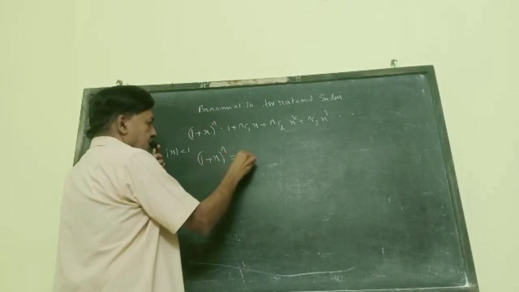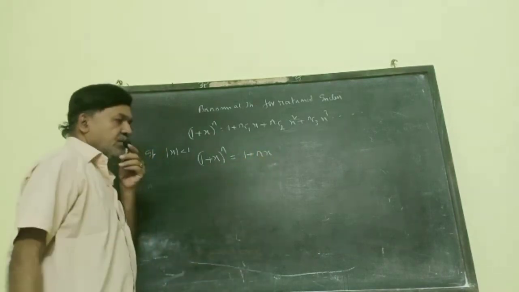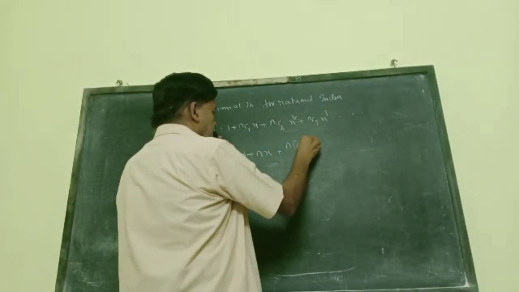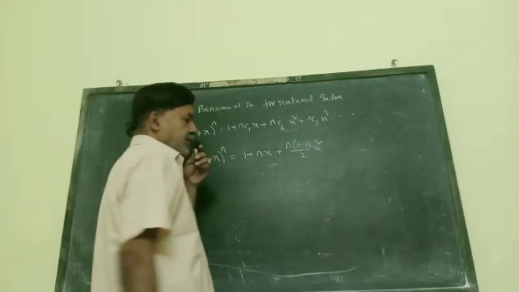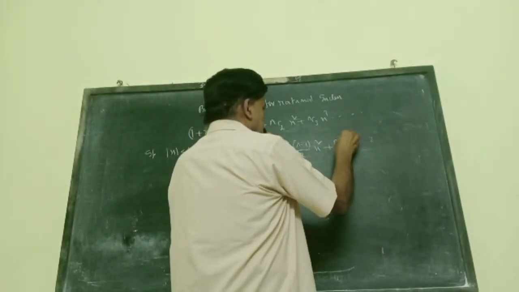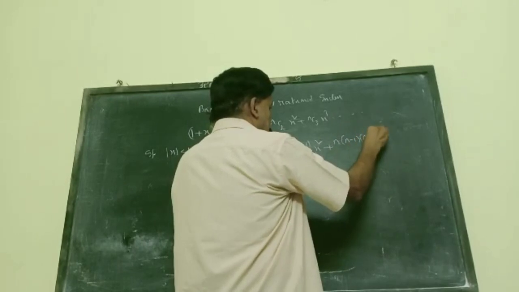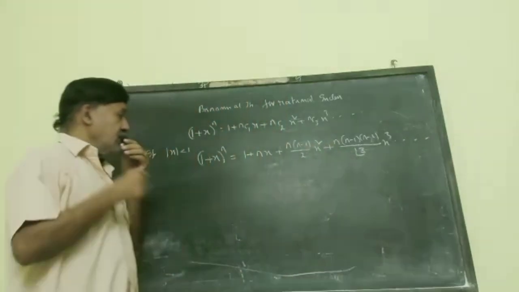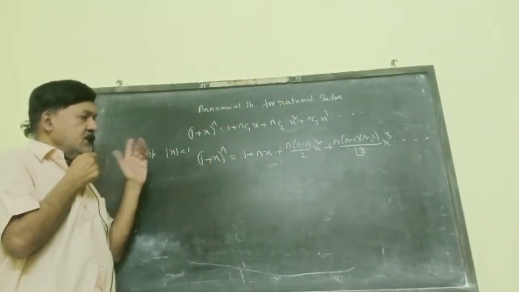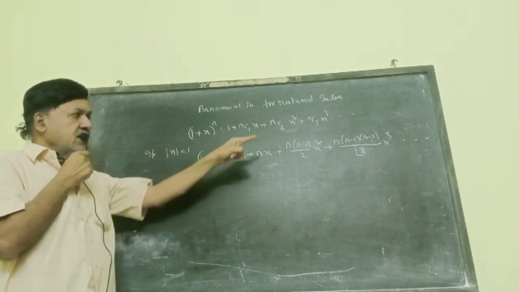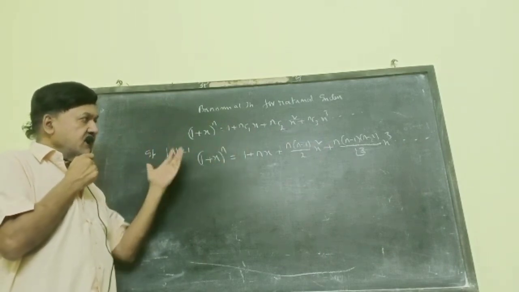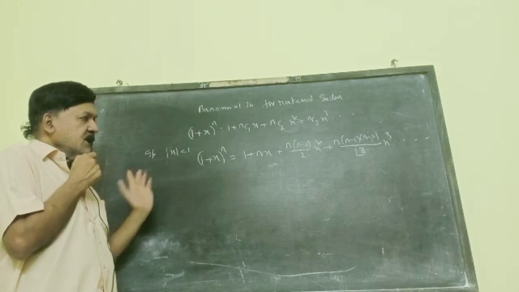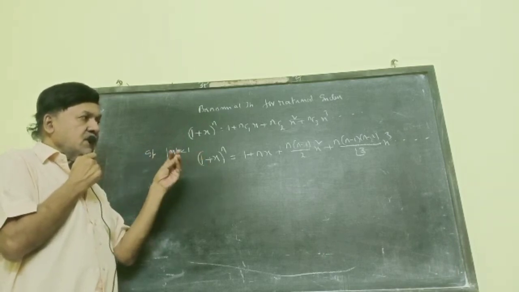(1 + x)^n is 1 + nx, since nC1 is n, plus n(n - 1)/2 x squared, plus n(n - 1)(n - 2)/factorial 3 x cube and so on. So if mod x is less than 1, whatever may be the n value, you can expand like this. Earlier we have seen this type of expansion for positive integer values of n. If mod x is less than 1, you can expand for any value of n.